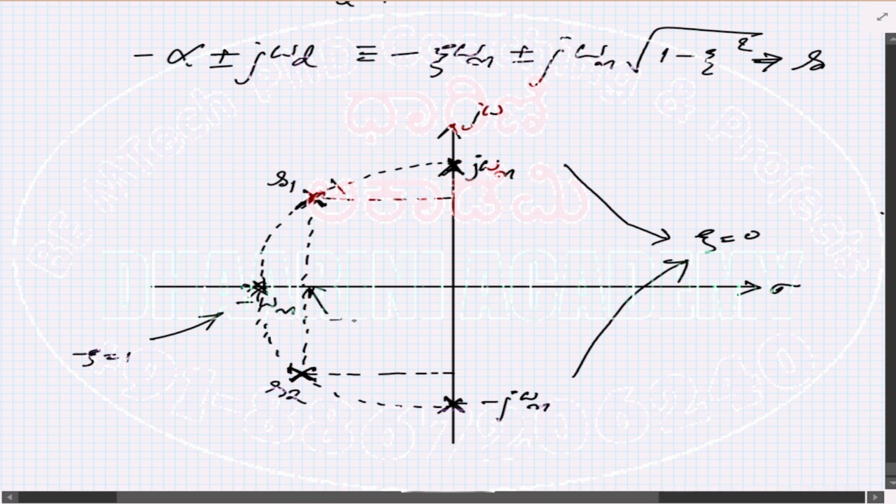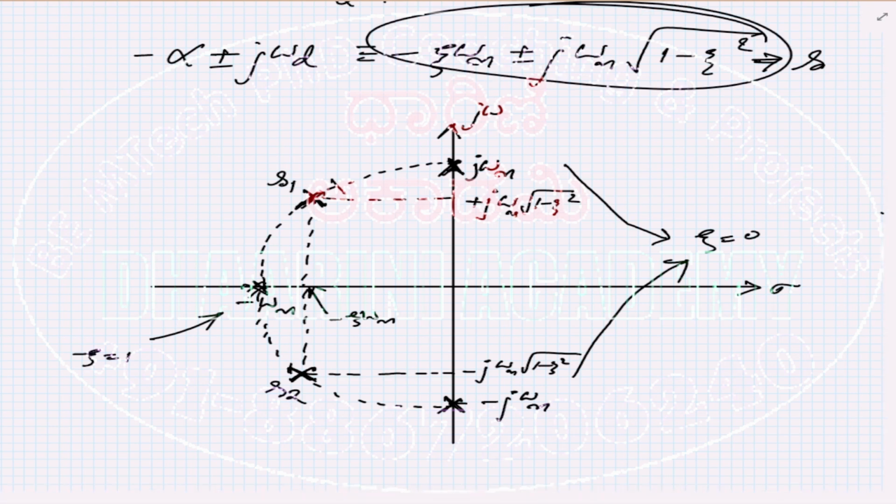It is minus zeta into omega n. It's because it's neither properly 0 nor minus omega n. It's between that, correct? So that's why it is minus zeta omega n. And the y coordinates are given, right? One is plus j times omega n into root of 1 minus zeta square. The other one should be minus j times omega n into root of 1 minus zeta square. Are you okay? Now you see this whole thing is coming.